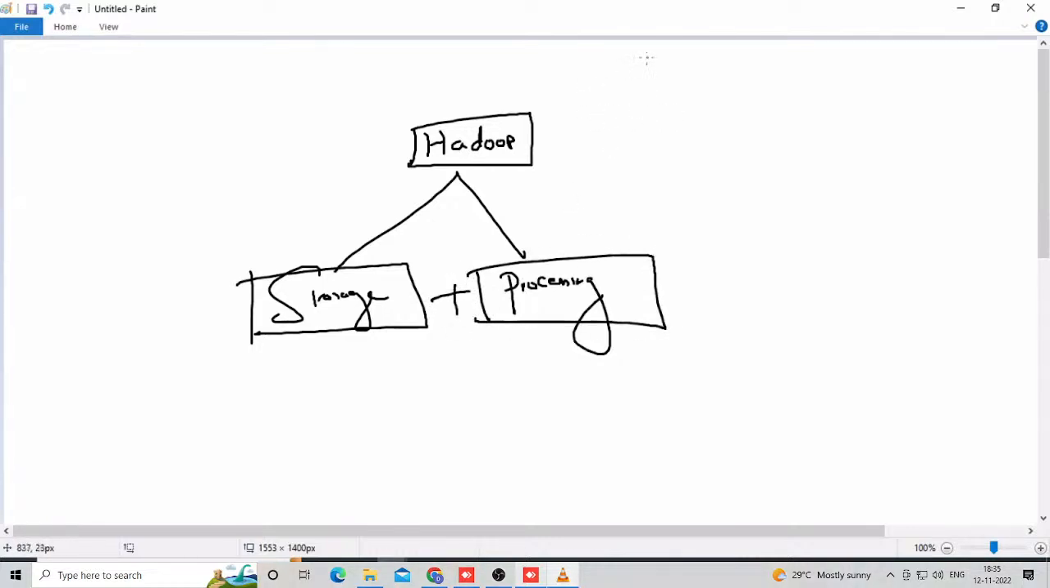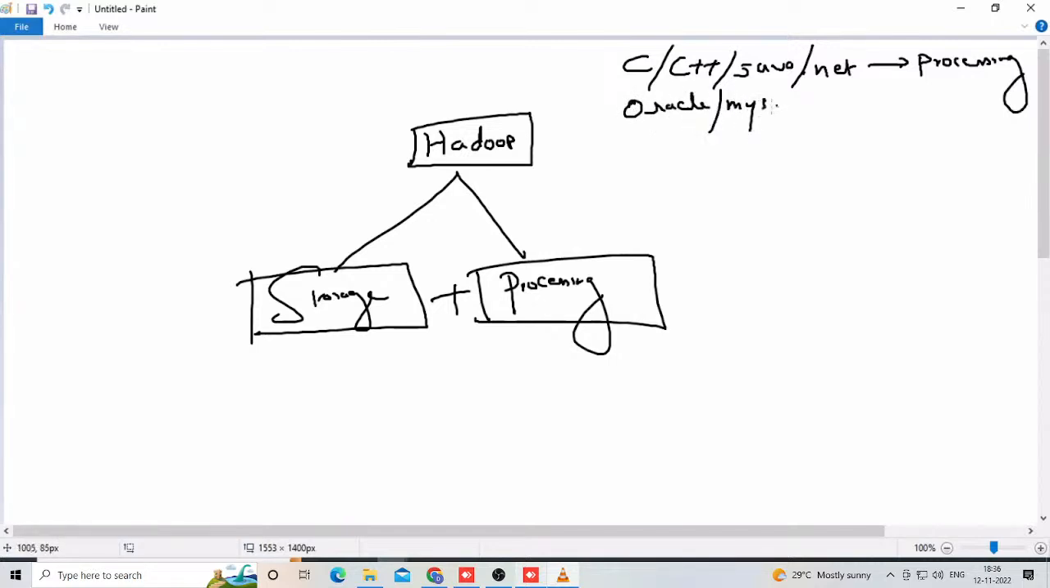Generally, if you talk about any technology, C or C++ or Java or .NET, they are meant for processing. Oracle or MySQL or DB2, all these are meant for storage. If you take any technology, they are meant either for storage or for processing, but Hadoop is meant for both storing and processing.